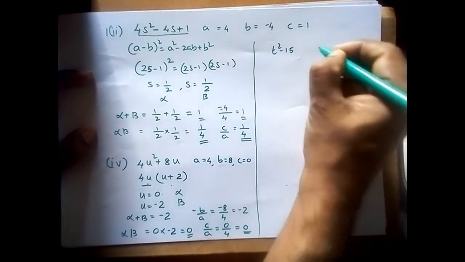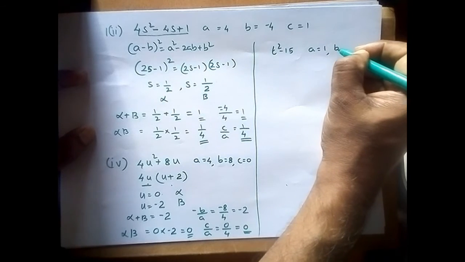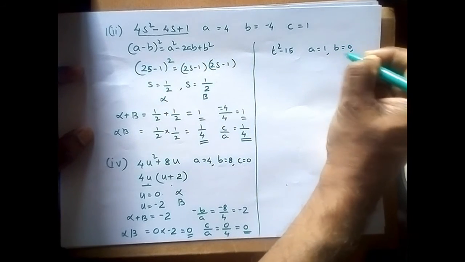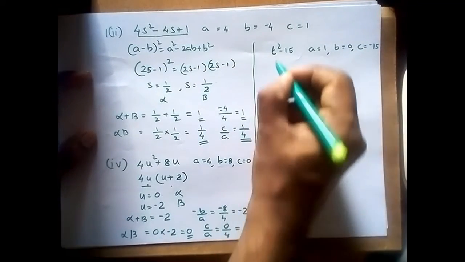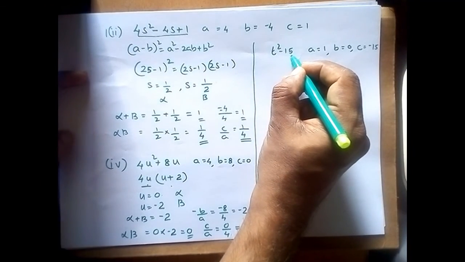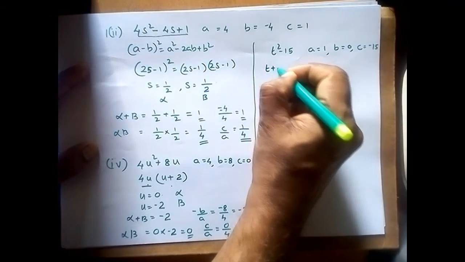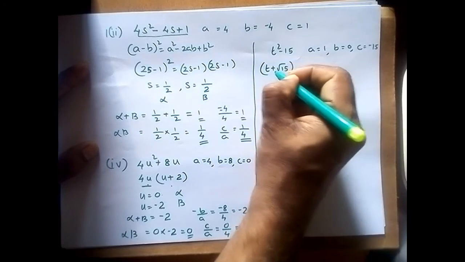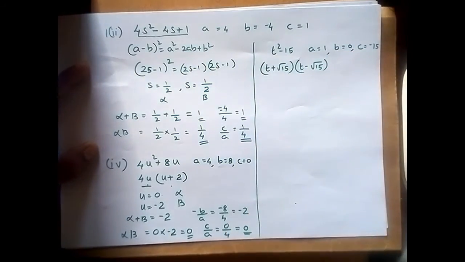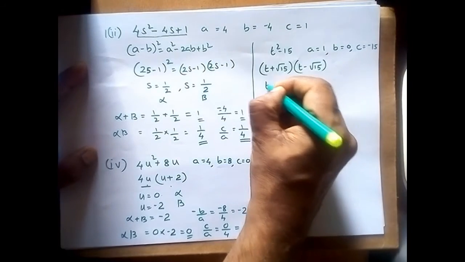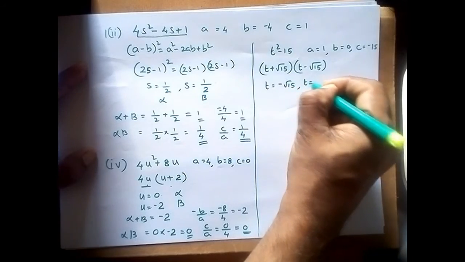Okay, next question is t square minus 15. So here a is equal to 1. There is no coefficient for t, so b is equal to 0 and the constant term is equal to minus 15. This is of the form a square minus b square, which is an identity equal to a plus b into a minus b. So I can write this as t plus root 15 into t minus root 15, so that t is equal to either minus root 15 or t is equal to plus root 15.